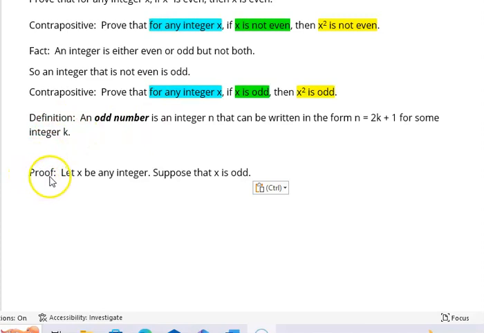Here we are going to write our proof. When all else fails, you start by stating the domain. So for any integer x, you pick an arbitrary value in the domain, so let x be any integer, and now assume the hypothesis. Suppose that x is odd.